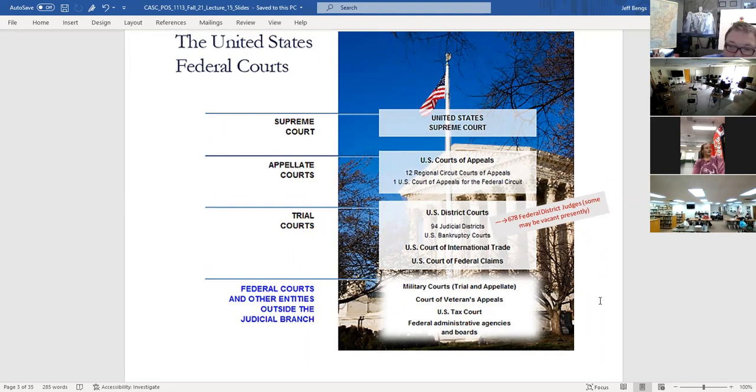Now, a trial court, as you can see in your book on page 546, is the first court. It's the first court to hear a criminal case or a civil case. So if you are being taken to court for a criminal crime, you would first go to a trial court.